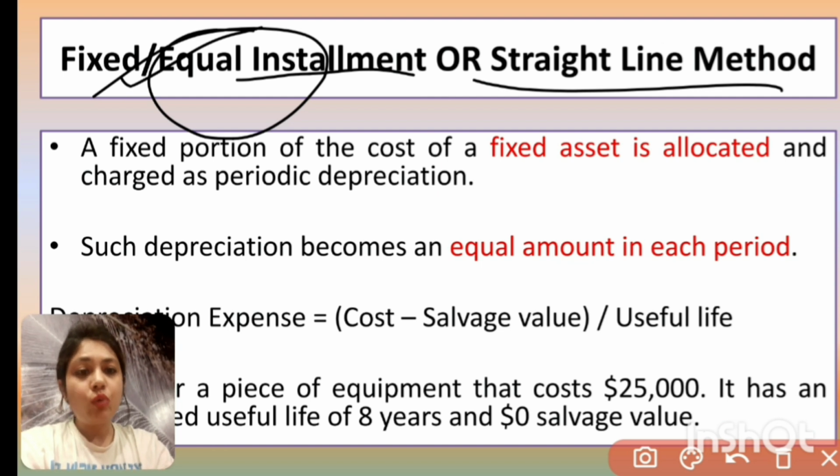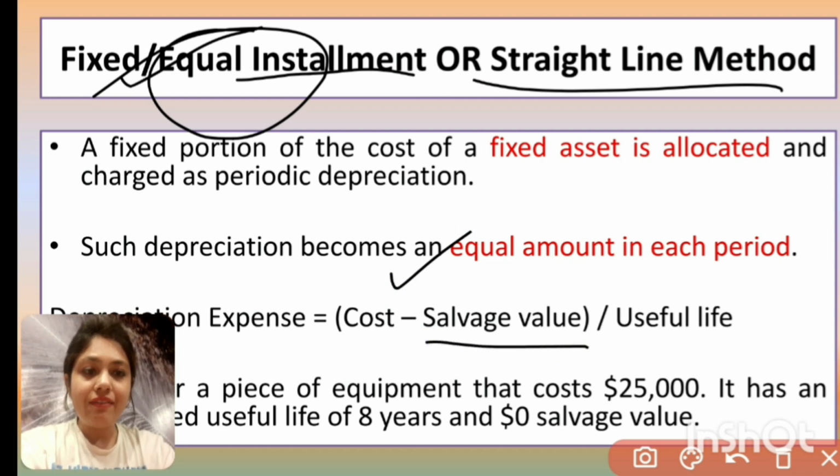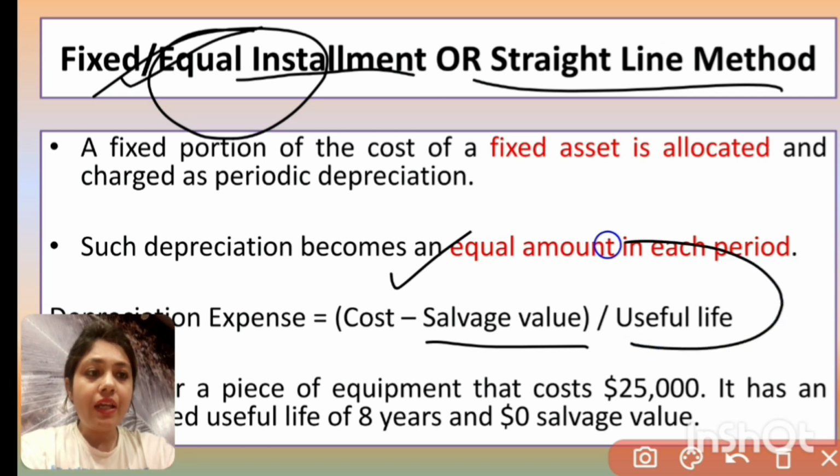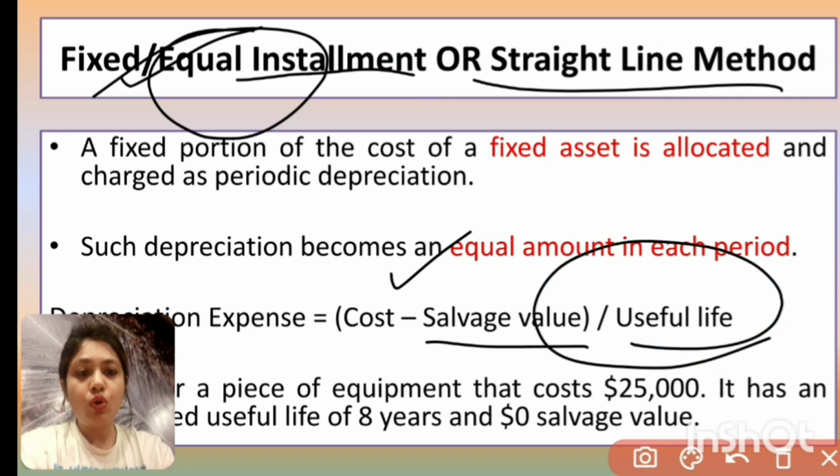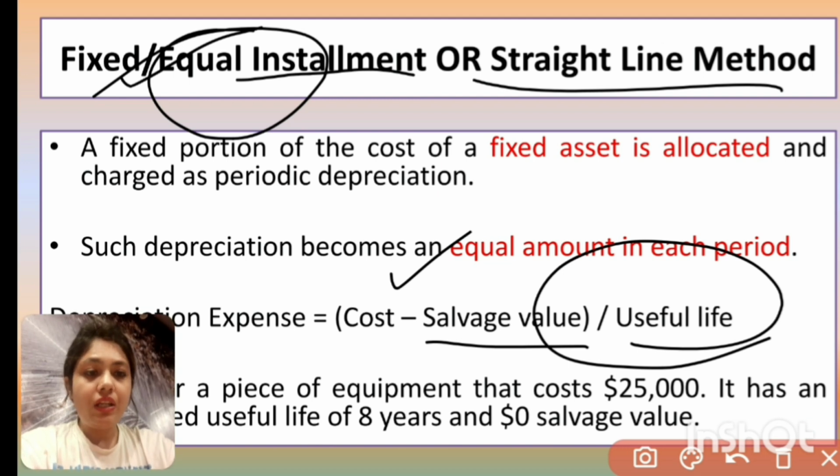Firstly, let's understand the formula for the straight line method, or fixed depreciation or equal installment method. The formula is cost of the asset minus salvage value, divided by the useful life. Salvage value means the price you will get for your asset when you sell it. Useful life means over how many years you can use that asset, right? So let's understand this with the help of an example.